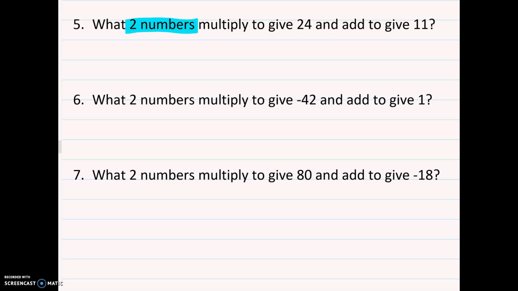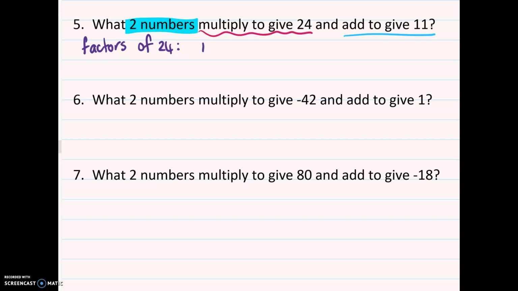The clues are they multiply to give 24 and they add to give 11. There's only one combination of numbers that satisfies both. You start with the ones that multiply to give 24. So you think of the factors of 24 in this case. And then, after I've written them, I'm going to choose the pair that adds to give 11.